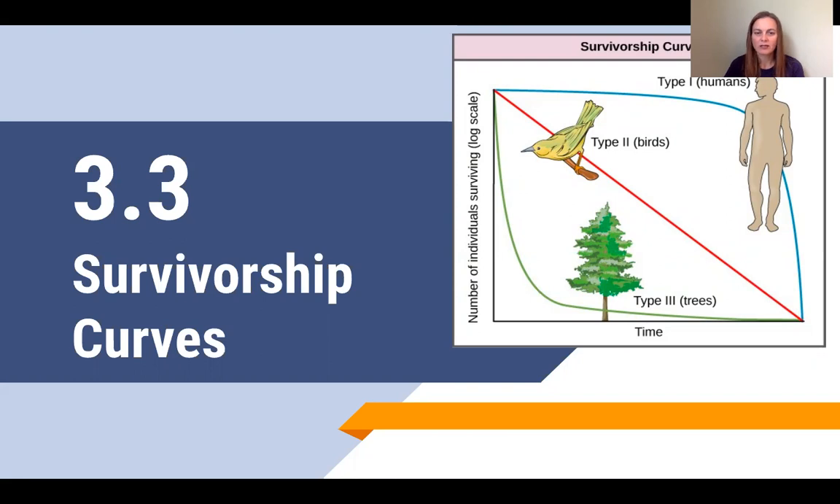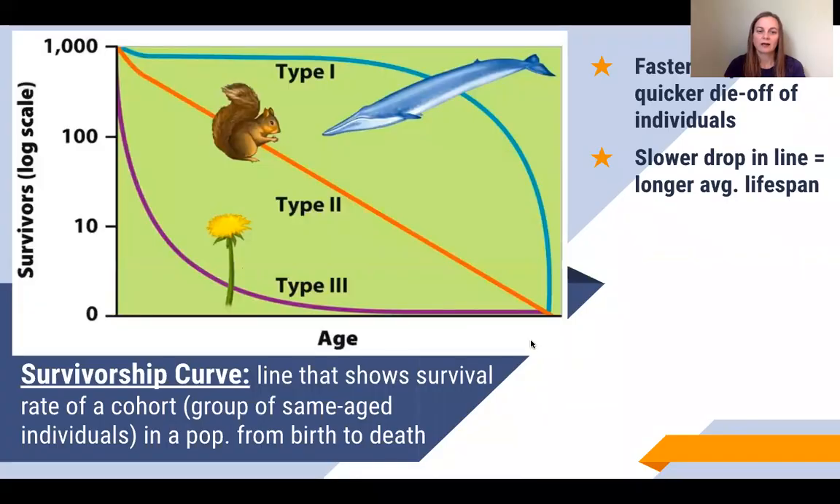We're continuing our discussions of Unit 3, and today we're talking about survivorship curves. When we talk about a survivorship curve, we are talking about a cohort, a group of same-aged individuals, and how many of them survive, or what percentage of them survive in a population from their birth to their death. And we generally categorize these into three types.